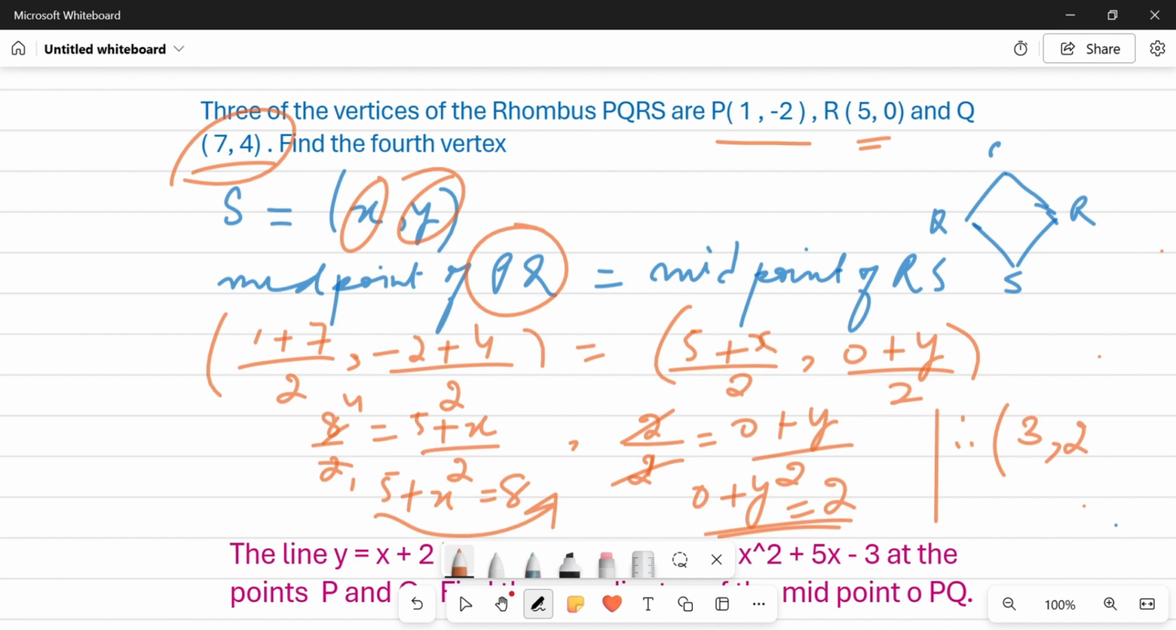So 3 comma 2 is what? 3 comma 2 is basically the S coordinates here, the fourth vertex, right? P was there, R was there, Q was there, then we have found the S value. This is how we need to find the coordinates of the fourth vertex, right? Okay, let's solve the next question.